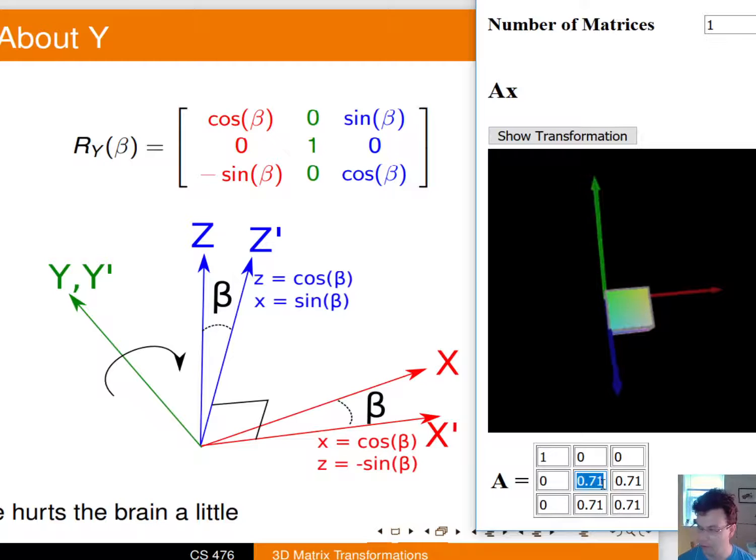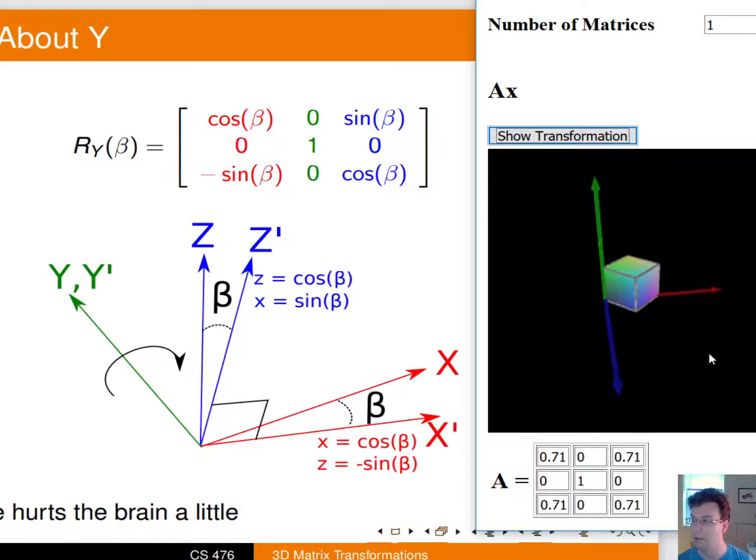Okay, so let me start over here. I'll just go back to the identity for a second. Okay, and so let me see if I can do that counterclockwise rotation about y. Let's see what that looks like. Okay, so cosine, so 0.71. And here we have a sine, negative sine, cosine. There we go. Okay, so see that nice counterclockwise rotation in the xz plane, with my y-axis as the axis of rotation.